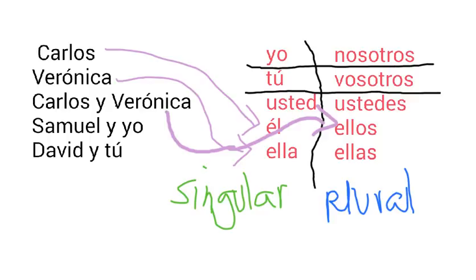And here below we have Samuel y yo. Now with Samuel y yo, what we do is we look at, well, we do have Samuel with another person, but we will start with the yo first, and the yo is up here. But we have another person that is with the yo. And so we look for the yo and then add the other person. That would take us over to the nosotros side.